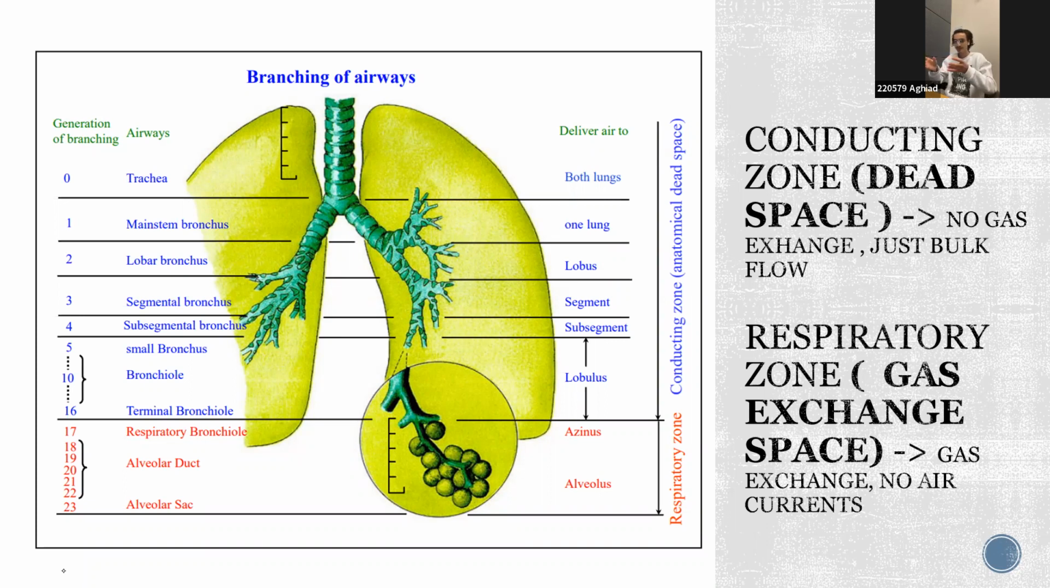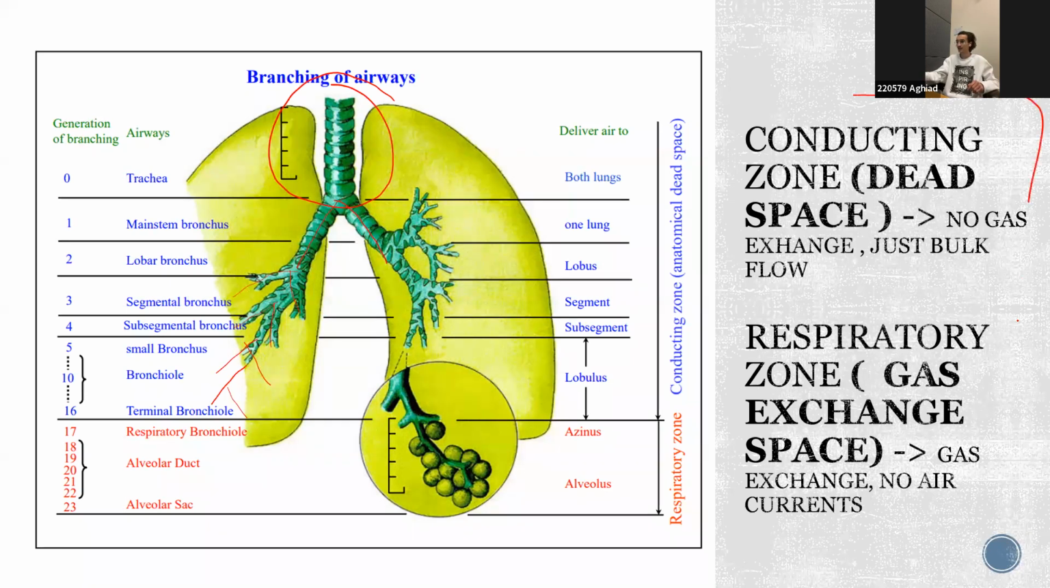But for now, we're going to discuss the lower respiratory tract. As you guys know, the trachea divides into bronchi. That's the first division. Keep it in mind. That's the first division, and then it further divides, keeps on dividing.